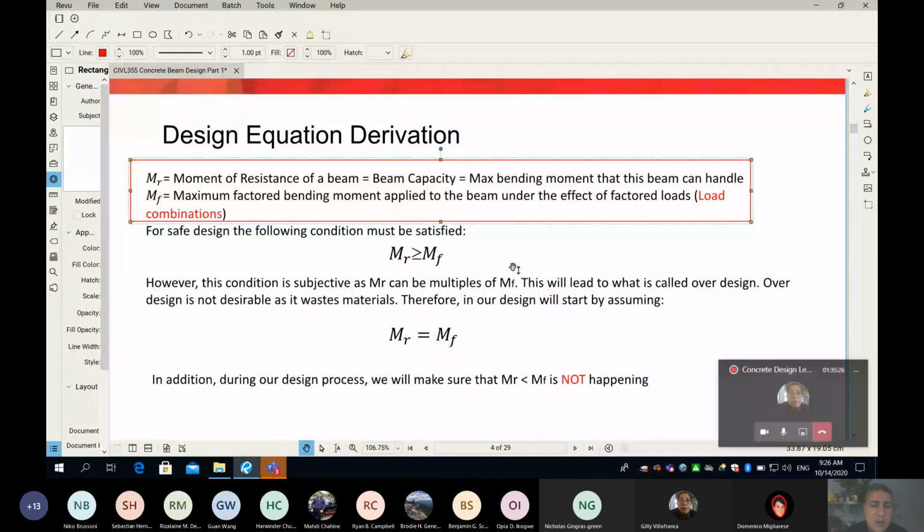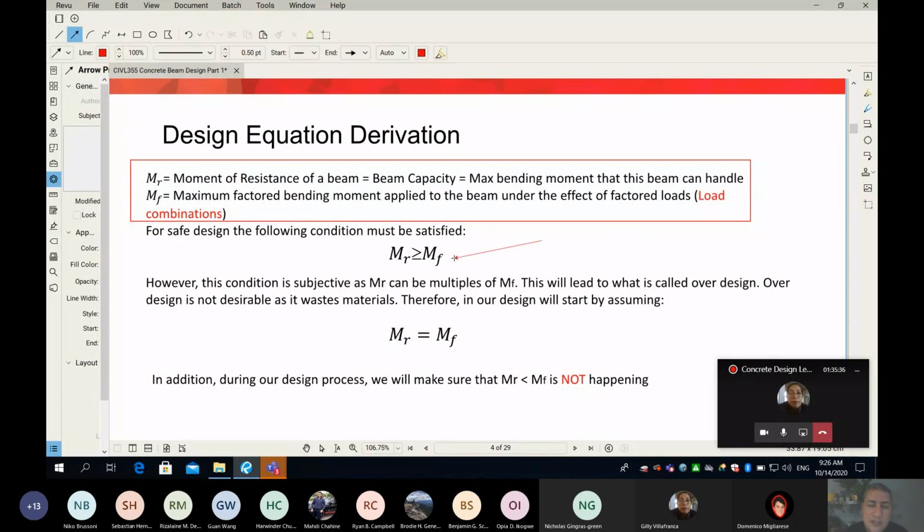Okay. Now, in our design, to make a safe design, we've said this several times before in my class. In our design to be safe, this condition here has to be satisfied. Always, the beam has to have extra capacity, or at least equal the applied bending moment. The capacity of the beam has to equal or exceed the MF.